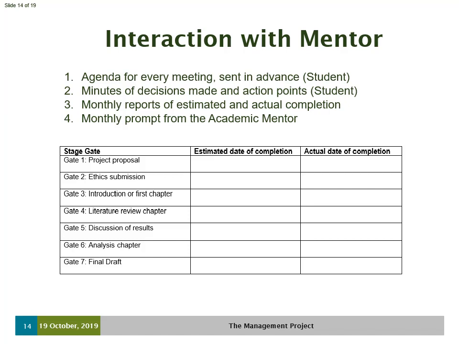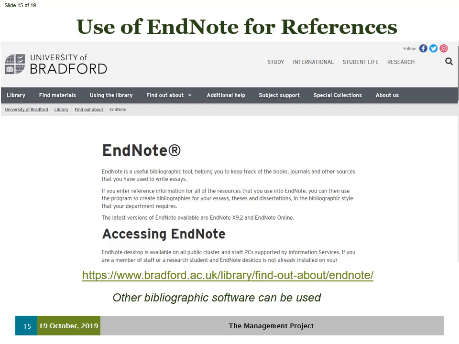So those monthly reports and actual completion will be available to you every month, and you'll be prompted by your academic mentor in order to be able to send these along. The way the gated system works is once you are deemed to have passed that particular stage, then your academic mentor will grant you that particular stage and you'll go on to the next one. We do realise that sometimes it doesn't quite work out like that, but there is some flexibility there.